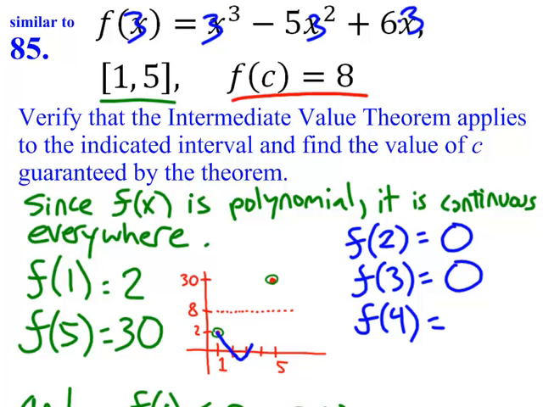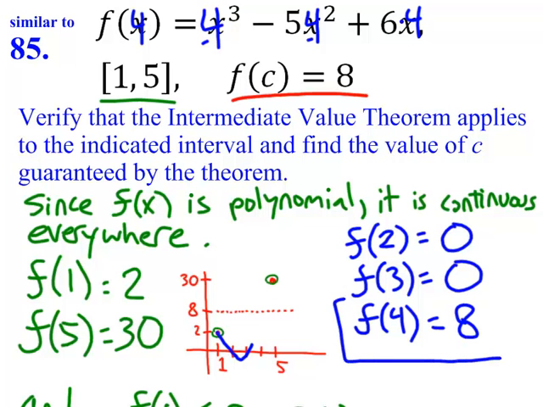So f of 4, fingers crossed. Let's see what this yields. F of 4 equals 4 cubed. That's going to be 64 minus 5 times 4 squared, that's 80, so we're at negative 16, plus 6 times 4, and that brings us up to 8. There it is, that's what we were looking for. We have found the value where f of c equals 8.